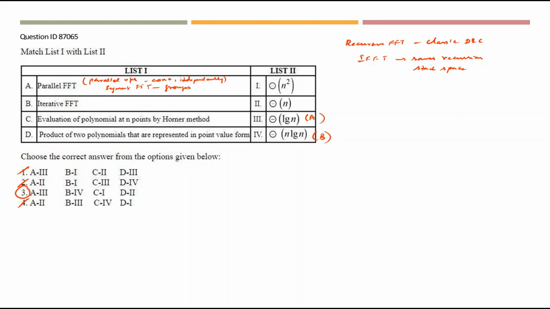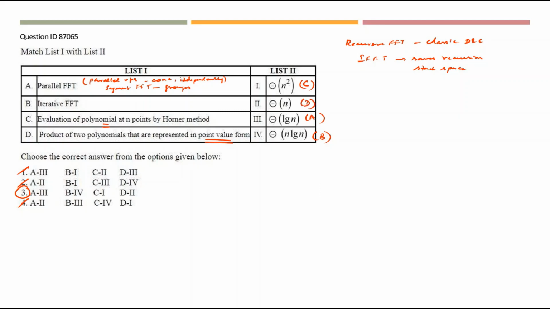Next is evaluation of polynomial at n points by Horner method. This will take n square time. C is mapping to 1. And the product of two polynomials that are represented in point value form will take n time. The reason why it takes less time is because of the point value form.